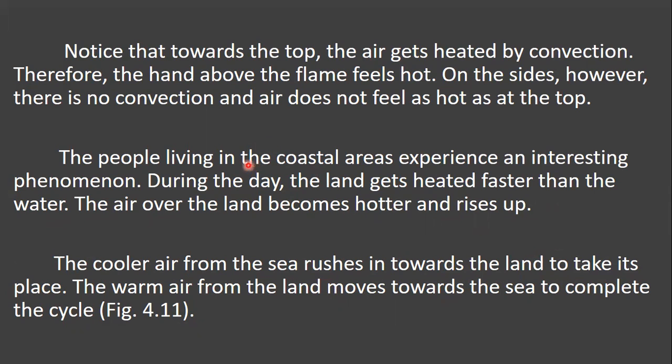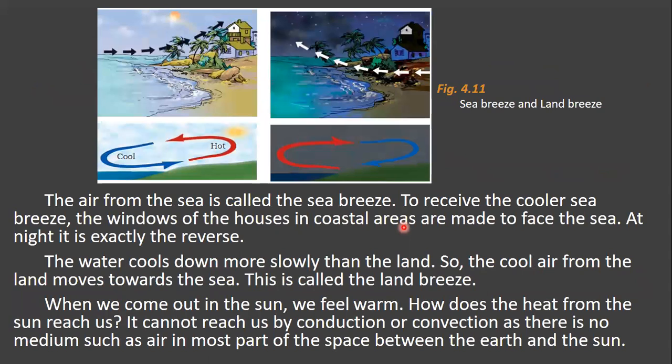See, children, the people living in the coastal areas, meaning where there is a sea, which is known as the coastal area, experience an interesting phenomenon. During the day, the land gets heated faster than the water, and the air over the land becomes hotter and then rises up. The cooler air from the sea rushes in towards the land to take its place. The warm air from the land moves towards the sea to complete this cycle.